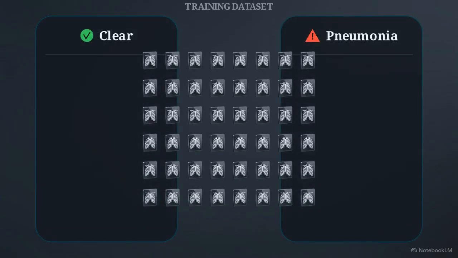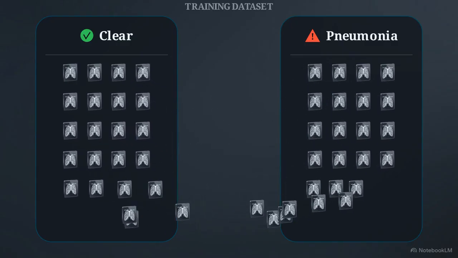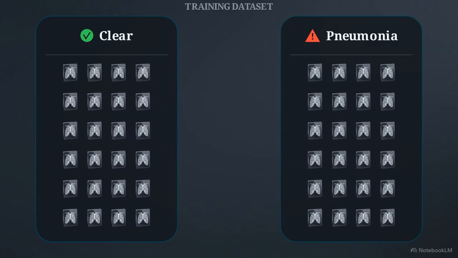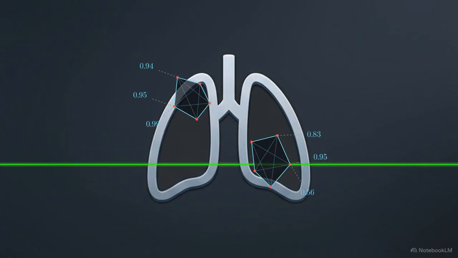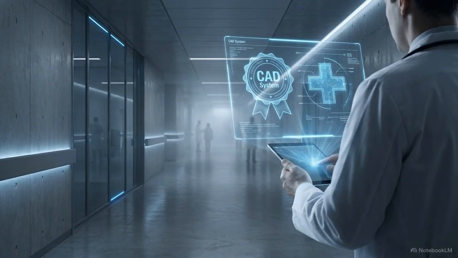To build a system that detects pneumonia, researchers feed it thousands of chest X-rays that human radiologists have already labeled as either clear or pneumonia. The system studies those examples until it learns the specific patterns of light and shadow that indicate disease. When this type of computer vision helps clinicians interpret medical images in a hospital, it is called computer-aided diagnosis.